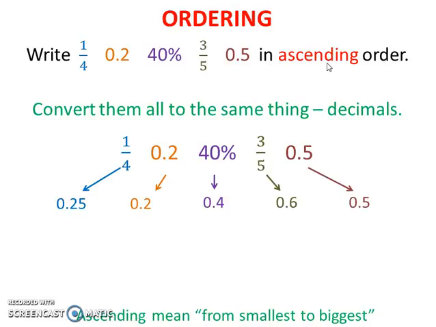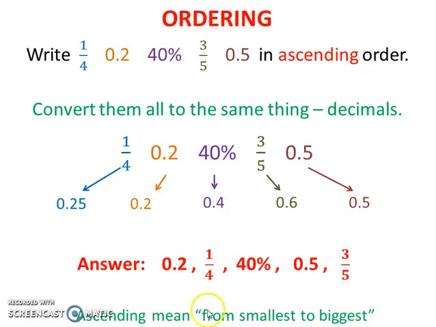Once you've got them all in decimal form, you can just look at the numbers after that. Now, this one's got 2 decimal places, so I think of that like 25. If there's only 1 decimal place, I just think of a 0 on the end, so 20, 40, 60, 50. So which one would be the smallest? Well, 20 would be a smaller number than 25, 40, 60 and 50, so that one would go first.